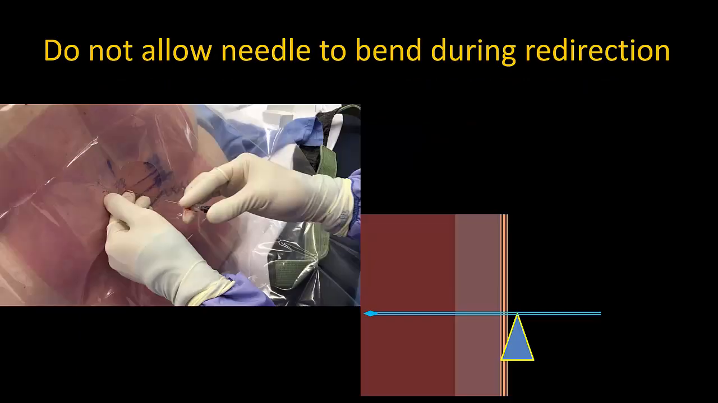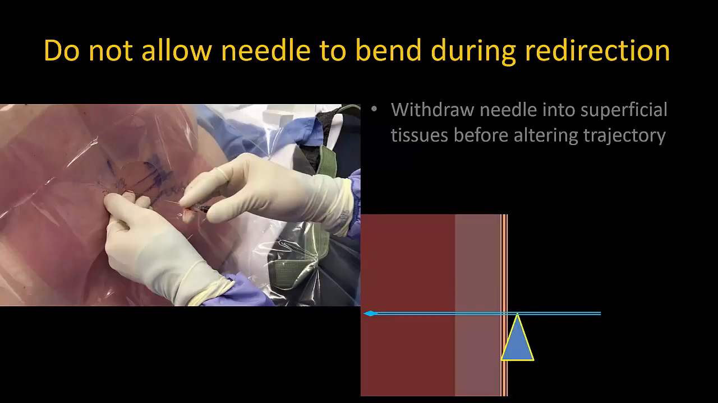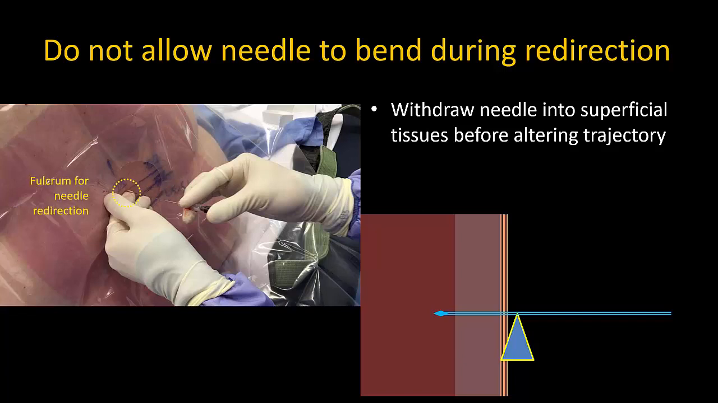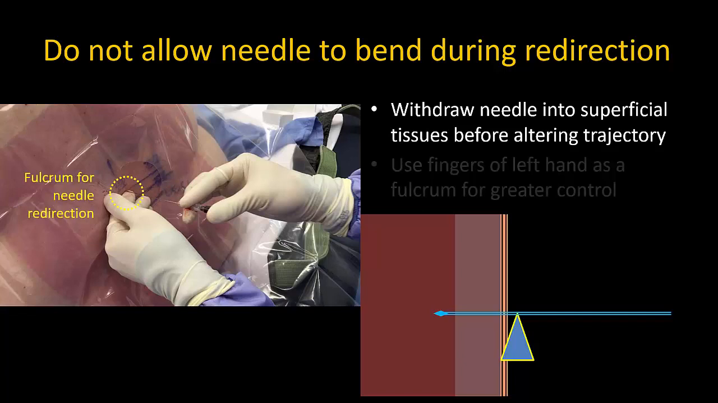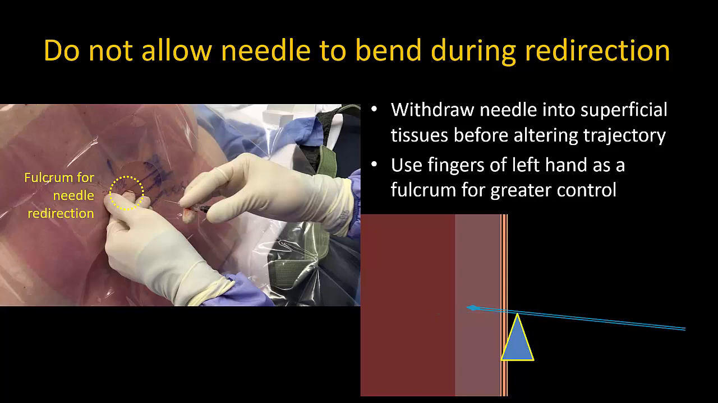When making redirections, always withdraw the needle into the loose superficial tissues before altering the trajectory. I use the index finger of my left hand not only to support the needle, but also to act as a fulcrum to make a controlled change in angle.